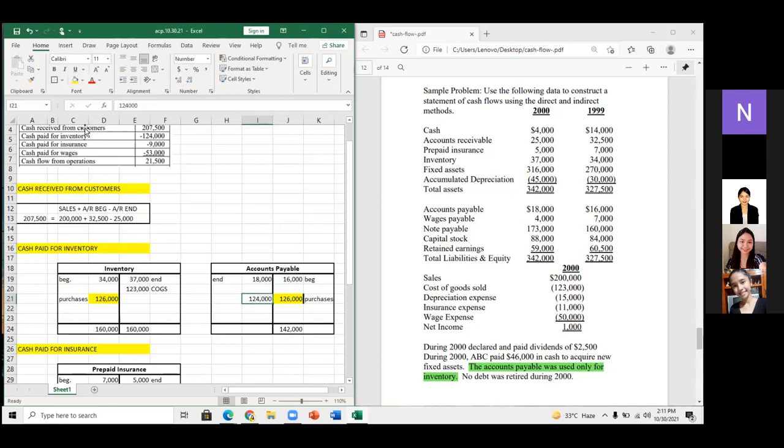Kaya siya nakalagay dito kasi nabawasan na yung accounts payable. Parang ganon. So, ito yung naging payment natin during that time. Kaya, yung 124 dito siya nanggaling. Cash paid for inventory. Malinaw ba yun? Nagets nyo ba?